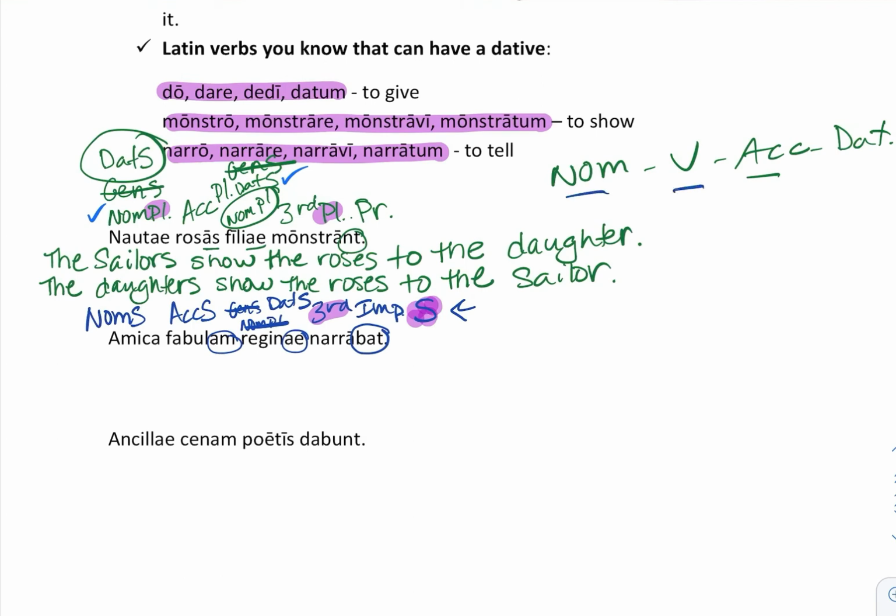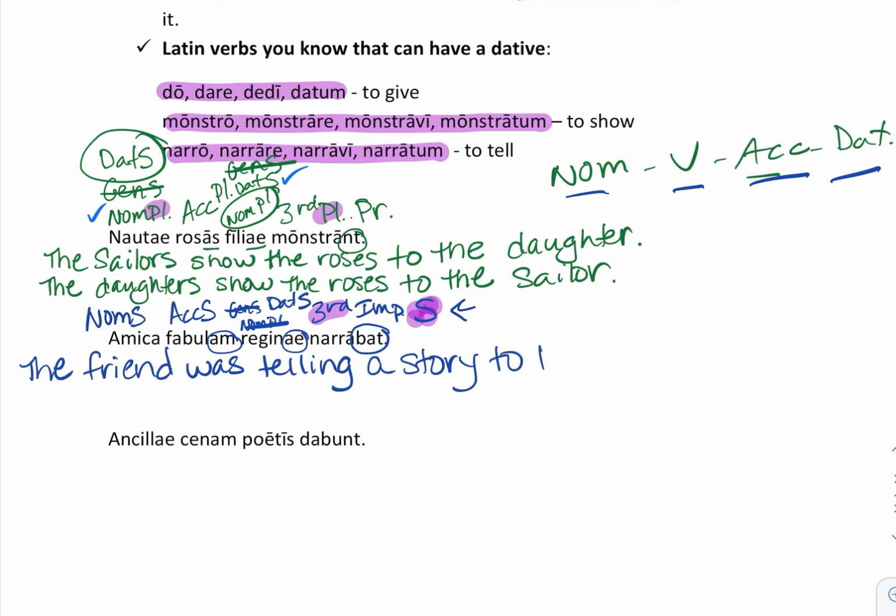Again, let's translate it. Nominative, verb, accusative, and then dative. So nominative is the friend. You could say the female friend if you like, or you could just say the friend and know that we're talking about a girl. What does she do? Imperfect. She was telling. There's our giving, showing, telling verb, which gives us a clue that this is a dative sentence. So what was she telling? She was telling a story, because that's our accusative. Now we can add our dative. To the queen. That is the only way that that can be translated.